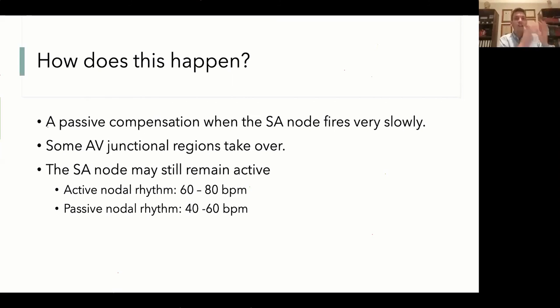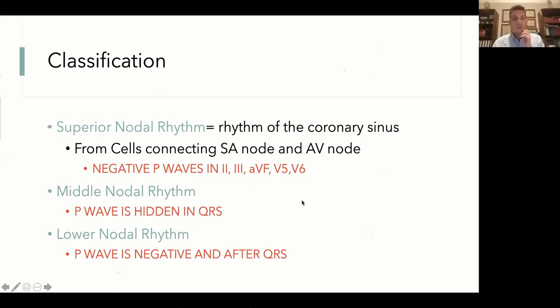The heart realizes that the SA node is not working, so the junctional regions of the AV node start firing instead of it, okay? Good. We will separate the superior, middle, and lower nodal rhythms. And what we said we will look for is the P wave. The morphology of the P wave will indicate where in the nodal region the new node is firing, okay?